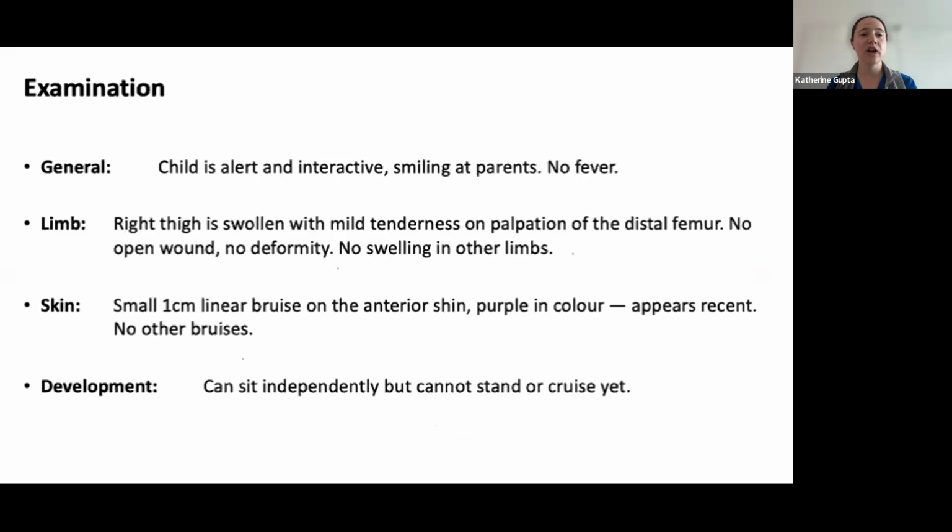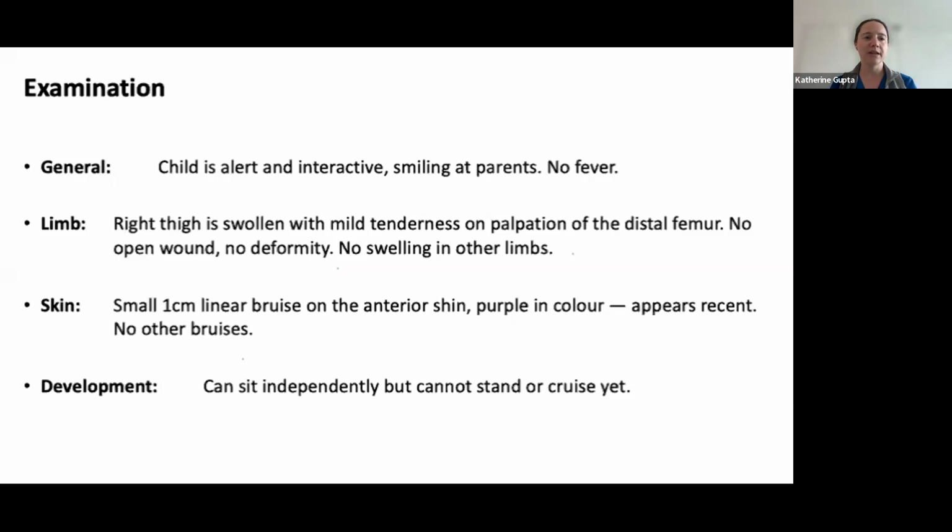On the examination of this child, they are alert, they're interactive, they're smiling, and there's no fever that's present. When you turn your attention to the leg, you notice that the right thigh is swollen. There's some tenderness to palpation of the distal femur. There's no open wounds. There's no true deformity. None of the other limbs appear to be swollen. You do see a small linear bruise on the anterior shin on the right, which is the same side that the thigh is swollen. And it looks fairly recent to you. There are no other bruises.